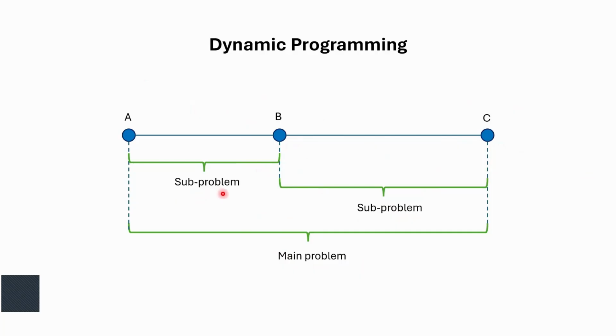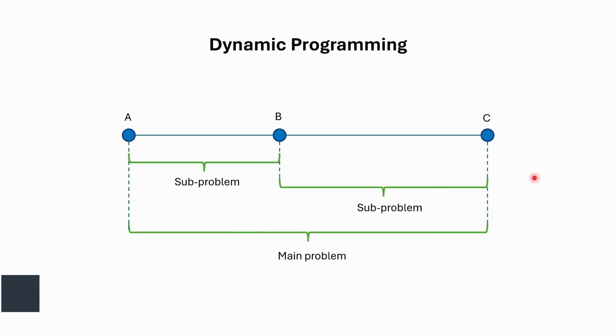The first one is finding the shortest path from A to B, and the second subproblem is finding the shortest path from B to C. And so the result of subproblem one is added with the result of subproblem two to produce the result of the main problem, because we all know that the shortest path from A to B, when it is added with the shortest path from B to C, the result will be the shortest path from A to C.